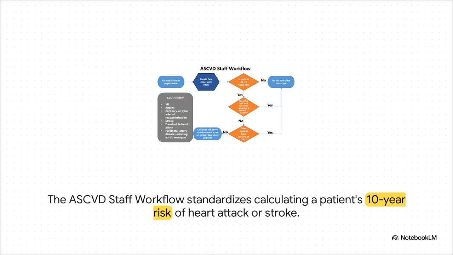The next and super important step is to plug everything into a tool like this ASCVD risk calculator. We take their age, their labs, their blood pressure, all of it, and it spits out a percentage, a number that tells us their actual 10-year risk of having a heart attack or stroke. And that number is what drives our whole treatment plan.